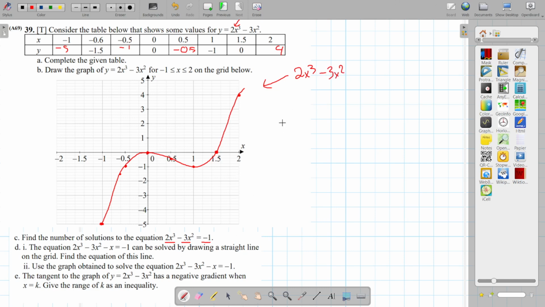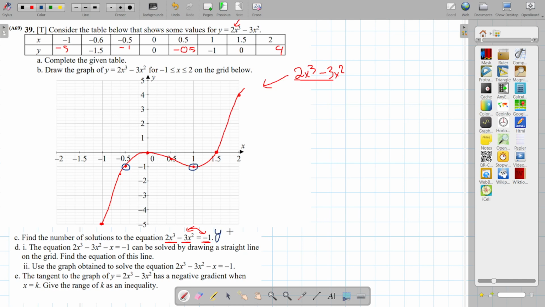Yeah, this is 2x cubed minus 3x squared. When they're saying find the solution when it equals -1, that means, when they say 2x cubed minus 3x squared equals -1, you have to look at the graph and see where it intersects -1. So over here, I'll put it in blue so you don't get confused. Over here it intersects -1, and over here it's at -1.